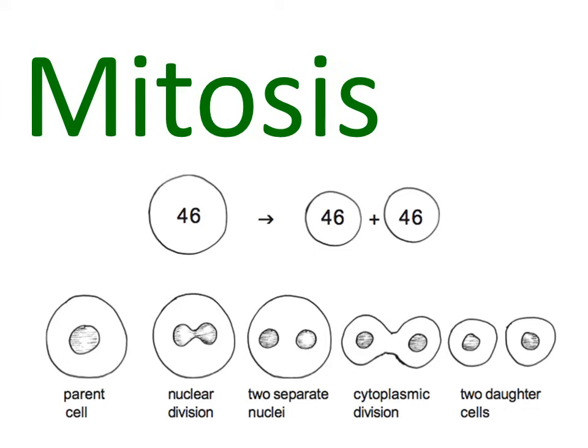And because mitosis is the type of cell division that goes on in the body, it's also sometimes referred to as somatic cell division, because soma means body.